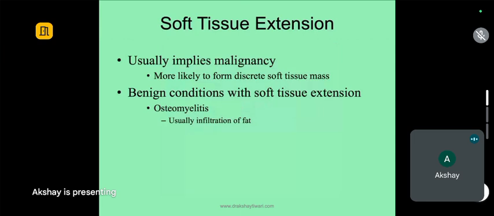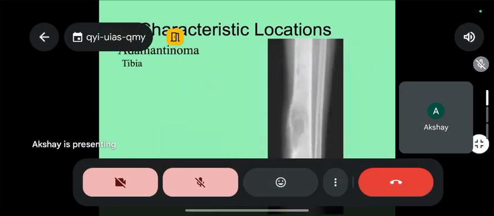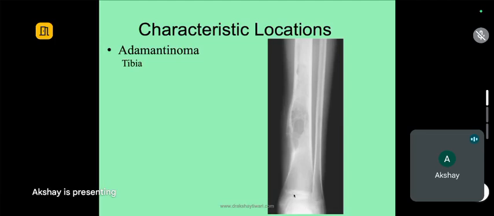Any more questions? In a skeletally immature person, permeative destruction, then cortical destruction, lamellated periosteal reaction, no soft tissue component and no matrix. Tibia, so we know that it's an adamantinoma, but this is how you will describe this.